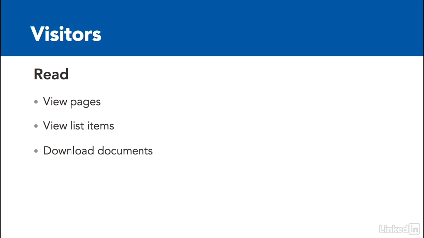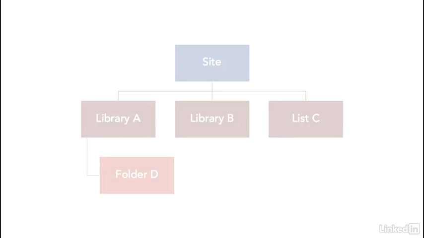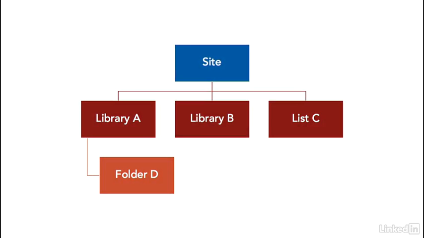Although I've talked about permissions being given at the site level, that's not necessarily the case. For example, on a particular site, you may have full control of List C. You can do anything with it you wish, and even have full control of Library B, but only be able to read in Library A.